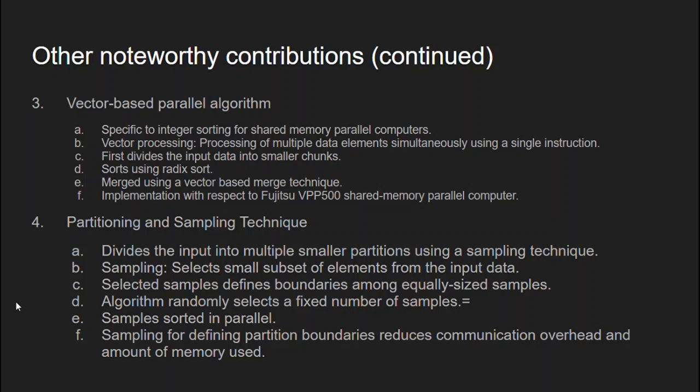Next, what this algorithm does is it randomly selects a fixed number of samples and sorts these samples in parallel. The sampling technique that we just discussed is used to define partition boundaries, which reduces the communication overhead among different processes and the amount of memory used for sorting.